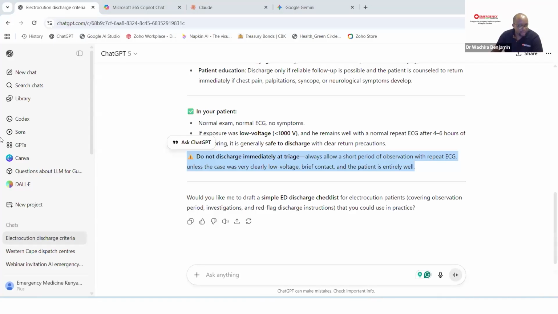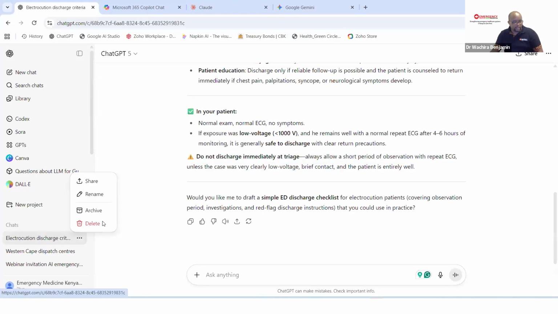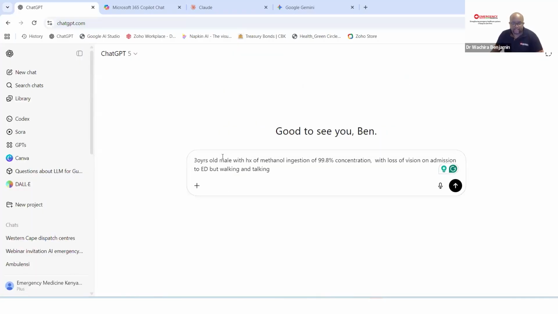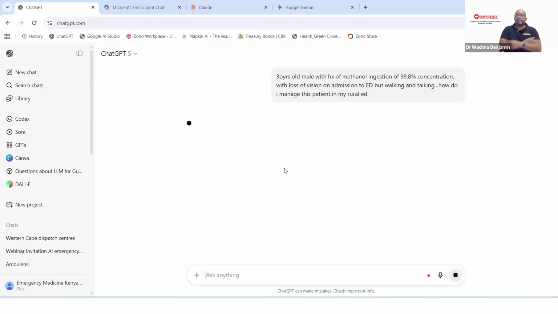Okay, let's do this one. Okay, so that's a case. A 30-year-old male, history of methanol ingestion, on admission to the ED but walking and talking. How do I manage this patient in my rural ED?